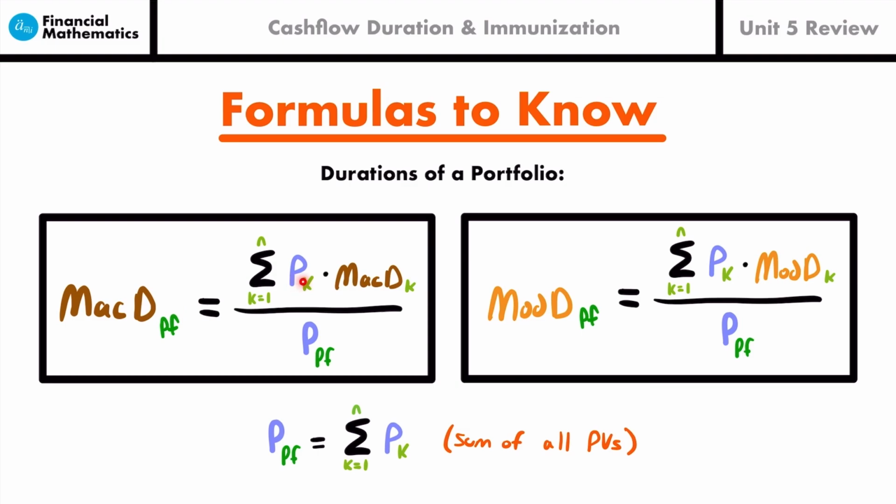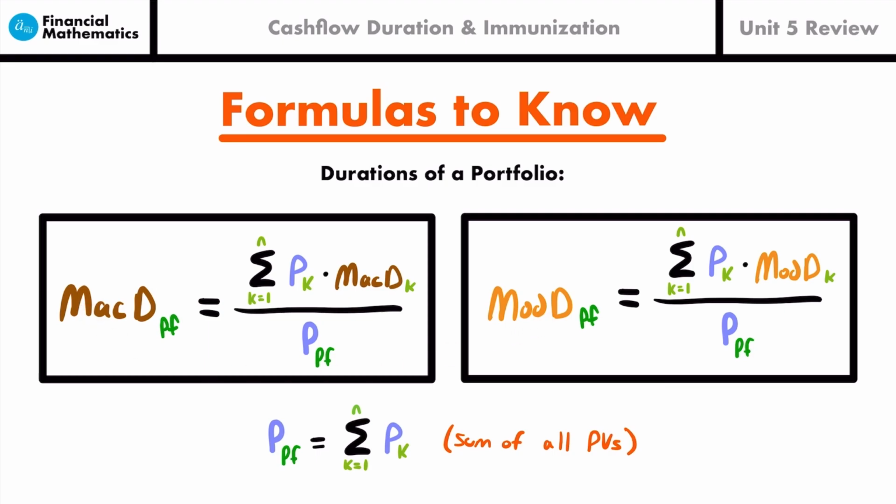You're just taking the product of the present value and Macaulay duration for each asset and then summing them all together, and then you're dividing by the total present value of the portfolio, which I have down here is just the sum of all the present values of your assets. So the present value of asset 1 plus the present value of asset 2, and so on. Okay, it's the sum of all the present values. And so that's how you would calculate the Macaulay duration of an entire portfolio of assets.